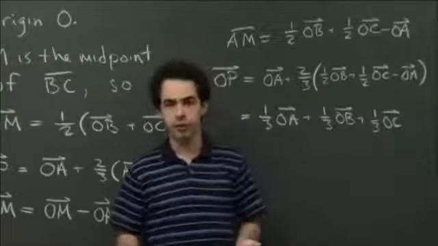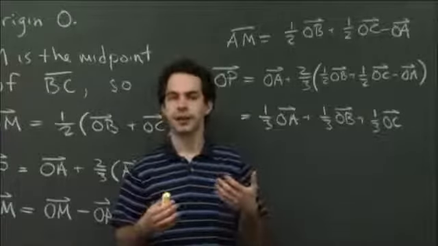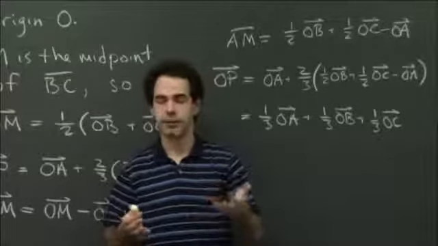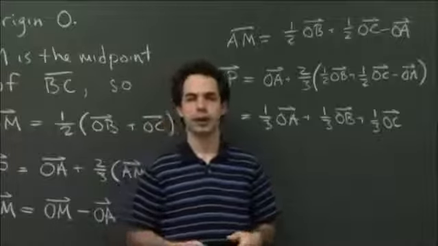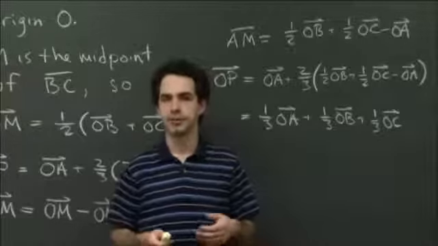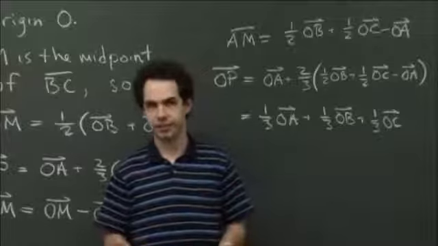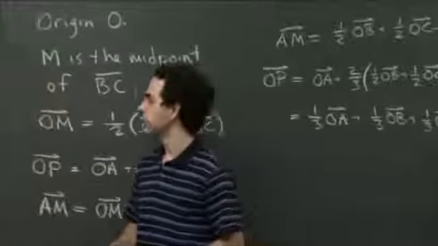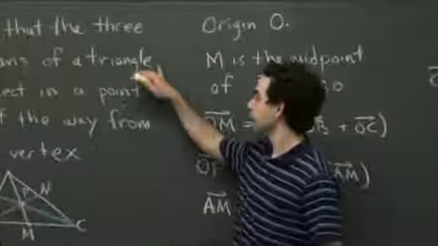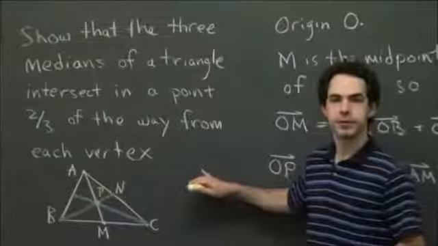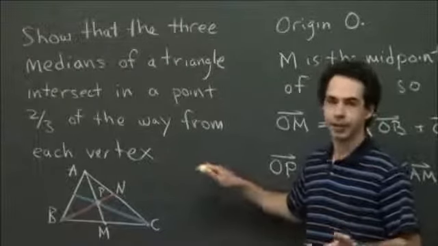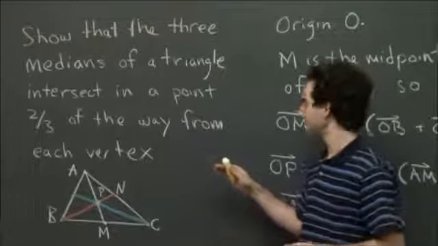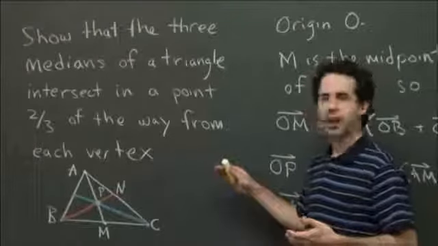So what we've shown then is that the points that trisect the three medians, that divide them into 2-to-1 ratios from the vertex to the midpoint of the opposite side, those 3 points all have the same position vector. So in fact, they're the same point. And that's what we wanted to show, right? We wanted to show that there's one point that trisects all 3 of those medians. So we've shown that the 3 points that trisect them are actually the same. So that's the same conclusion, phrased differently. So I think I'll end there.